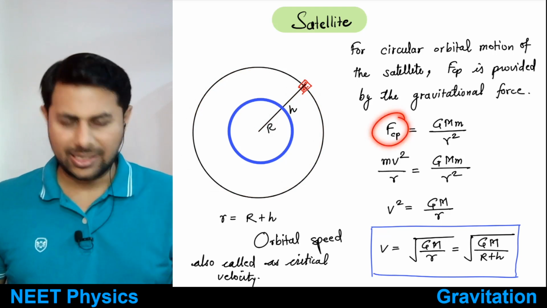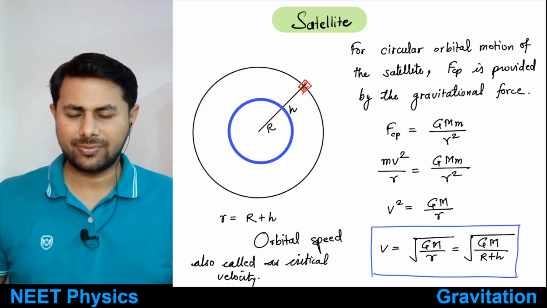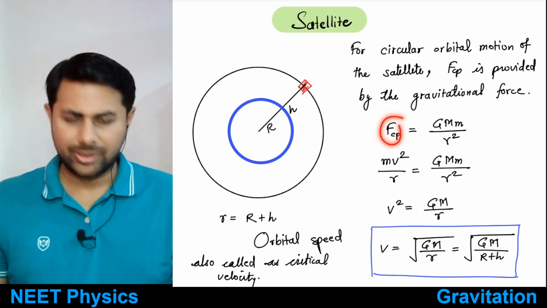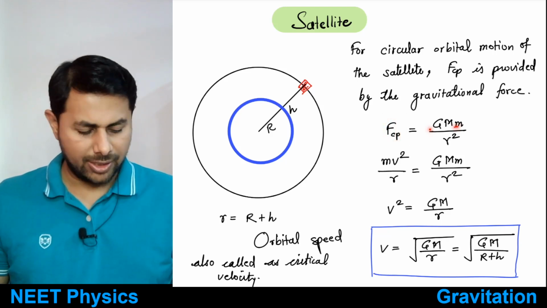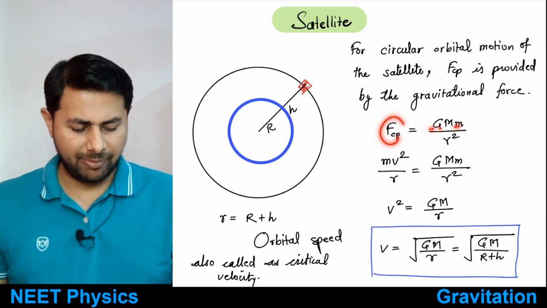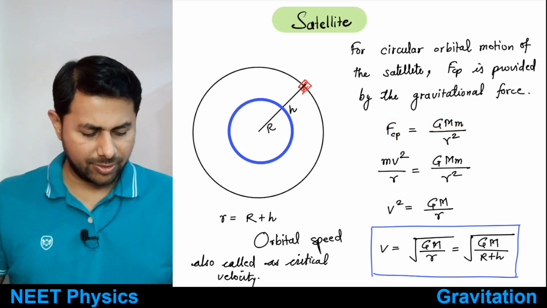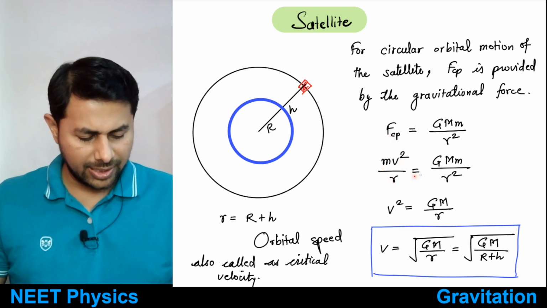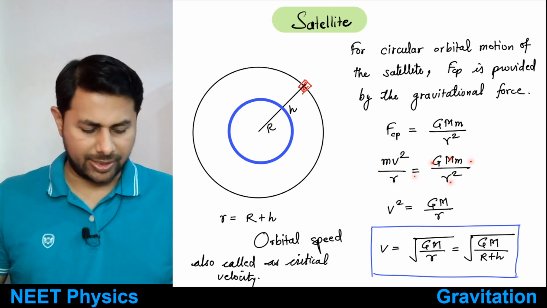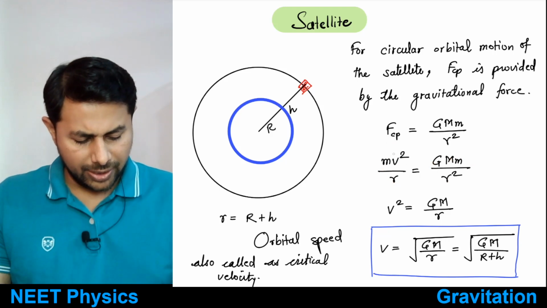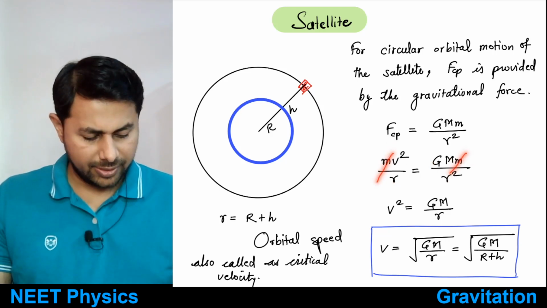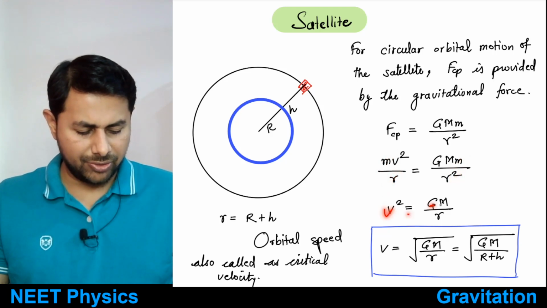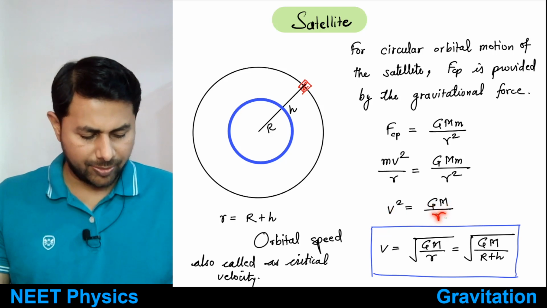Then we know that centripetal force is provided by what? Gravitational force, right? Centripetal force is provided by the gravitational force. So F_cp is mv squared upon r, and that is equal to GMm divided by r squared. Then you can cancel out m, and one r cancels with the other r. So you get v squared is equal to GM upon r, where small r is capital R plus h.